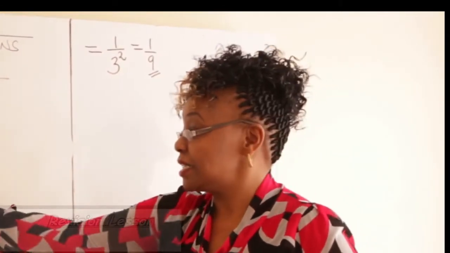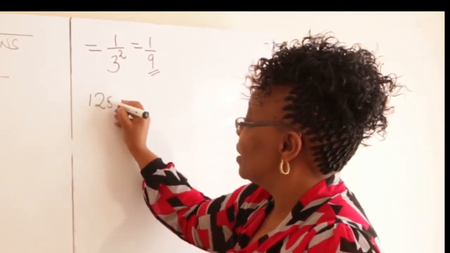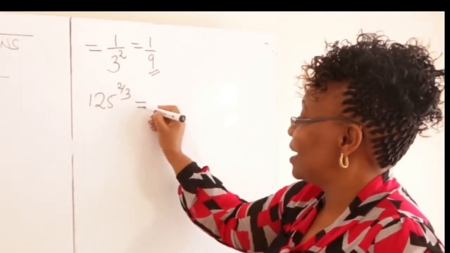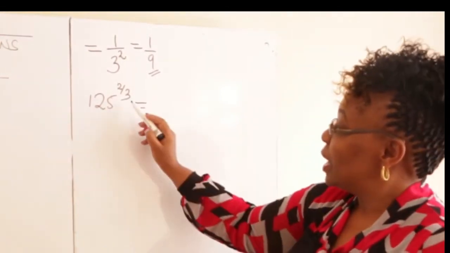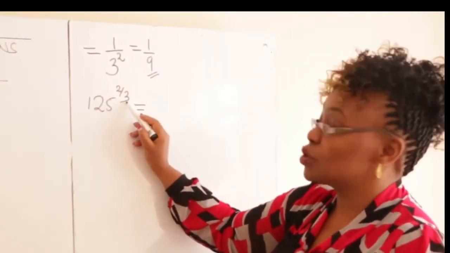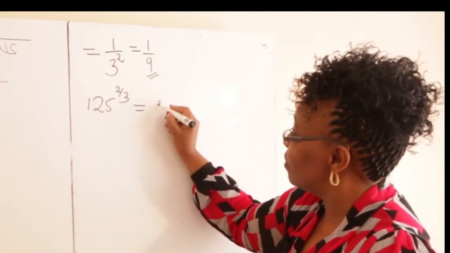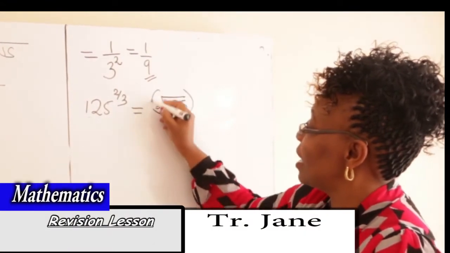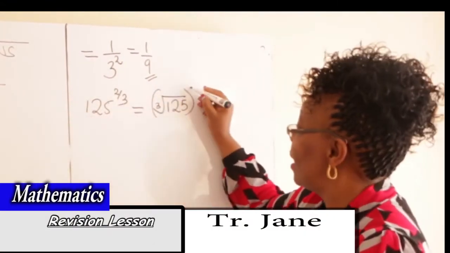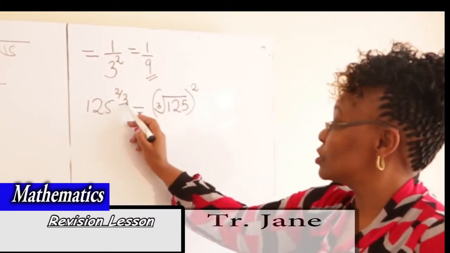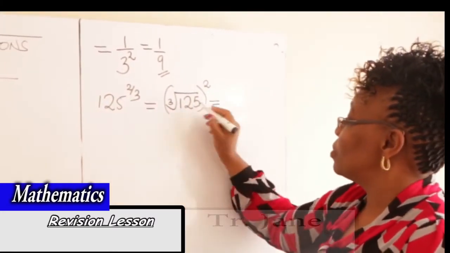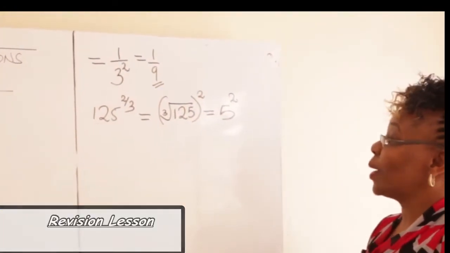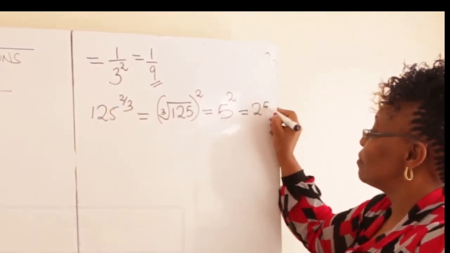We go to the next term. 125 raised to 2 over 3. I hope you are remembering our laws. This means what? Cube root. The cube root of 125, and then you do what? You square. The cube root of 125 is 5, squared. This gives you 25.